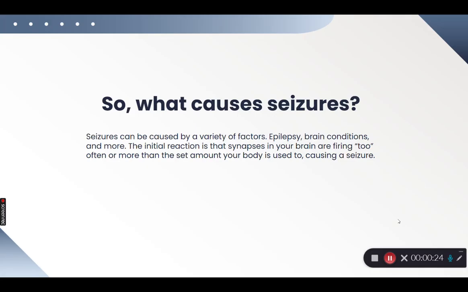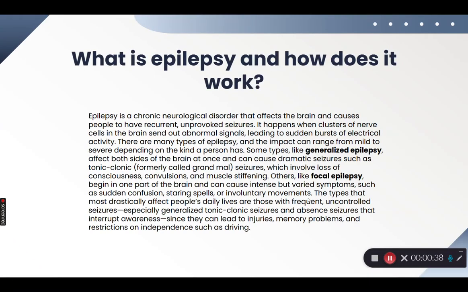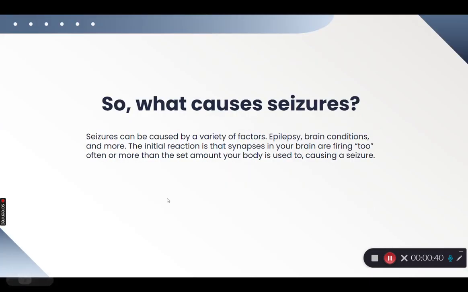So we can start with slide 1, what causes seizures. Seizures can be caused by a variety of factors, epilepsy being one, brain conditions, and more. The initial reaction is that synapses in your brain are firing too often, or more than the set amount that your body is used to, which causes a seizure. In simple terms, your brain is just working too hard, doing a little bit too much work than it's usually used to.